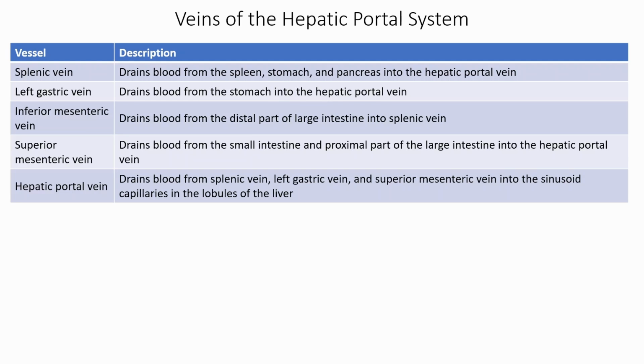And this is just a table explaining, again, what they're connecting to and where they're going. So the splenic vein, from the spleen, the stomach, and the pancreas, is going to go to the hepatic portal vein. Gastric, from the stomach, goes to the hepatic portal vein. Inferior mesenteric, from the large intestine, goes into the splenic, which will then go into the hepatic portal vein. Superior mesenteric, from the small intestine and some parts of the large intestine, goes to the hepatic portal vein, and then the hepatic portal vein drains, going through the lobes of the liver.